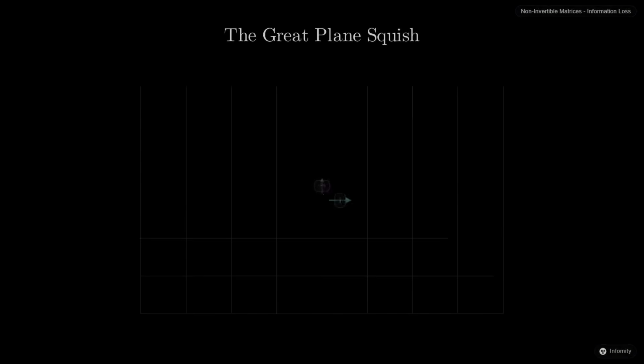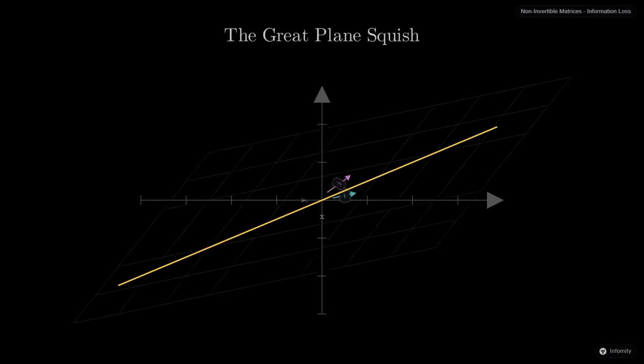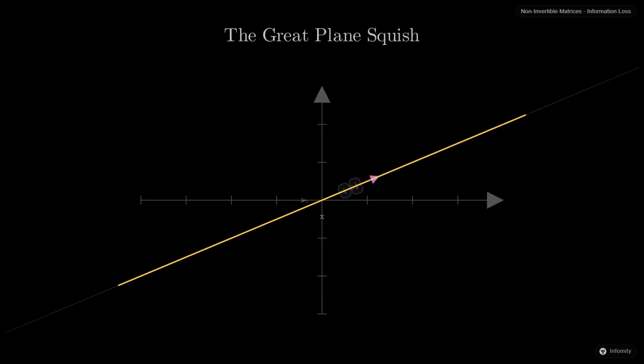Remember how we used matrices to stretch and rotate space? However, some matrices do something far more extreme. Instead of stretching the plane, they squish the entire grid down into a single line. Consequently, every point on our flat grid is compressed onto this line.